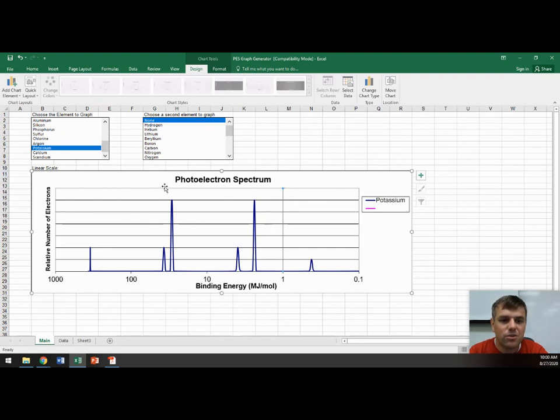So this is potassium. There's hydrogen. You'll notice that that one electron in the 1s sublevel in hydrogen requires this amount of energy to remove, whereas the electrons in the 1s sublevel of potassium require way more energy to remove. That's because these 1s electrons that are closest to the nucleus are experiencing the pull of 19 protons in the nucleus versus hydrogen's one proton.